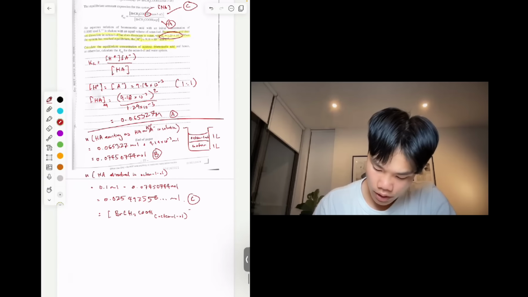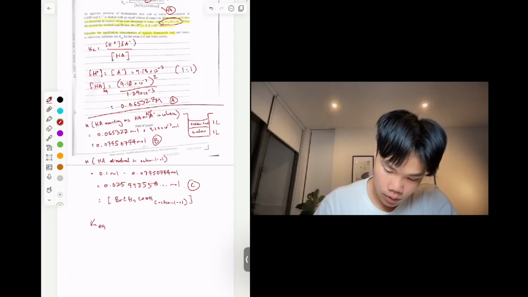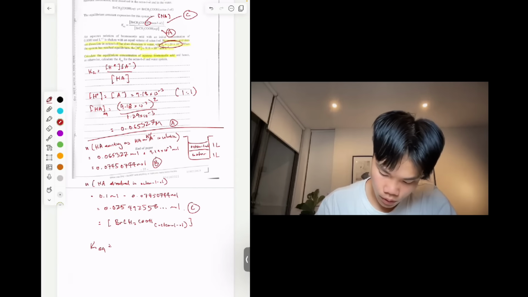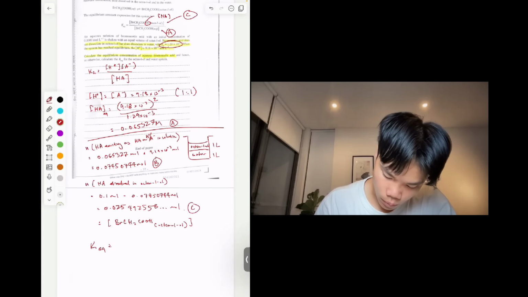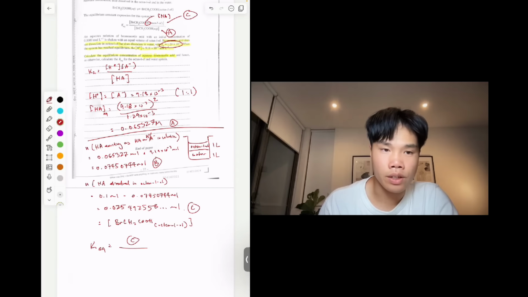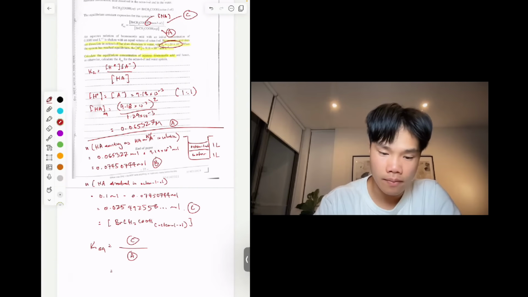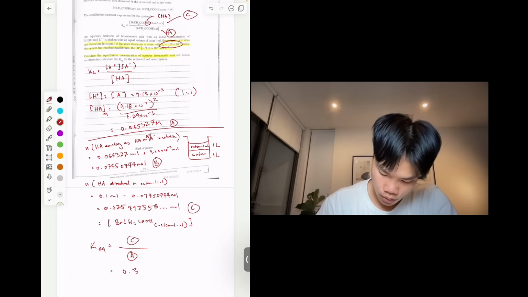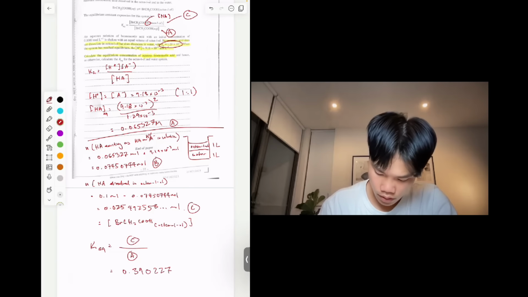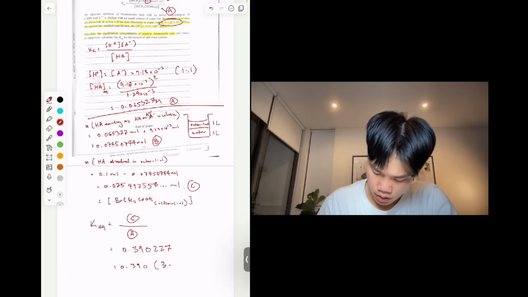And so we have all that we need. We can now go and say K_eq is equal to the concentration of bromoacetic acid dissolved in octan-1-ol, which is C, and we can take bromoacetic acid dissolved in aqueous solution, which is A. And placing C on A, divided by A, you get out the answer 0.390227, which is 0.390 for three significant figures.